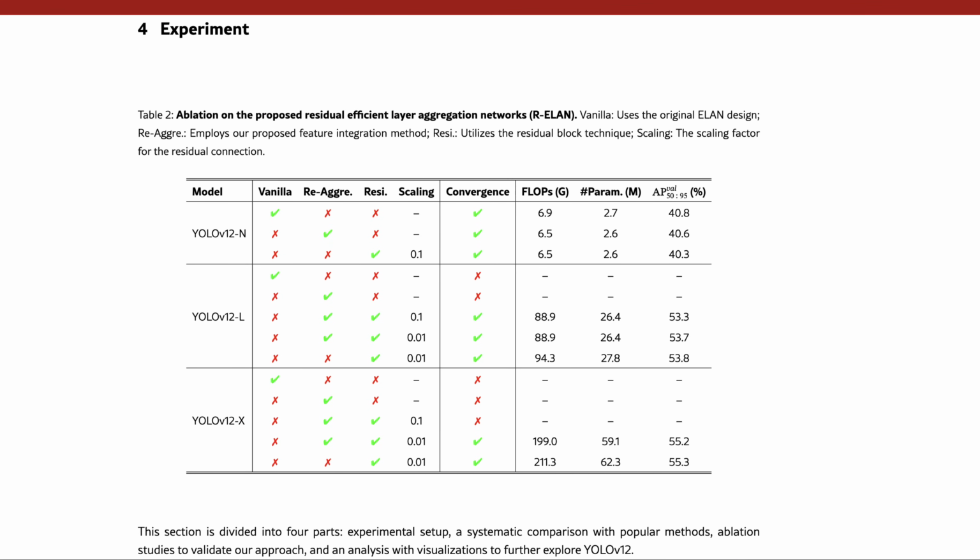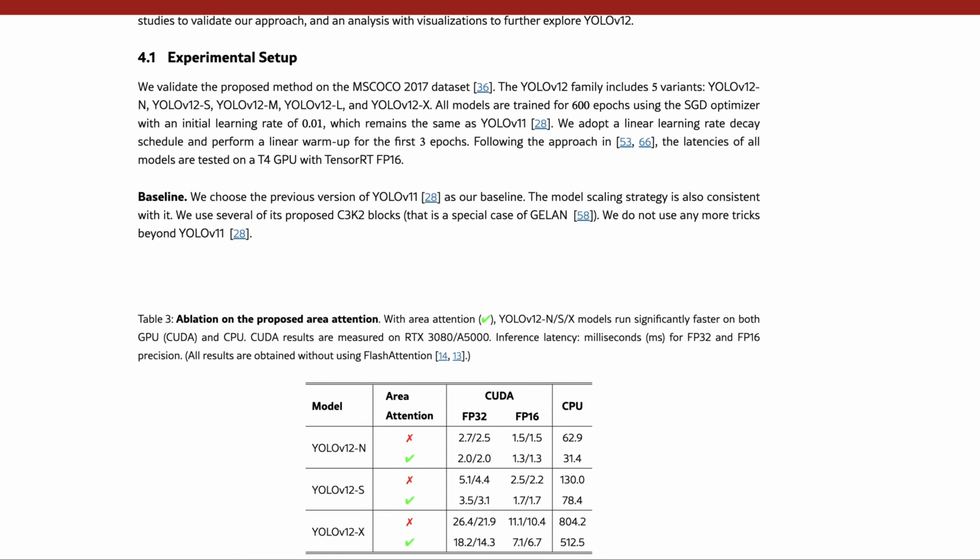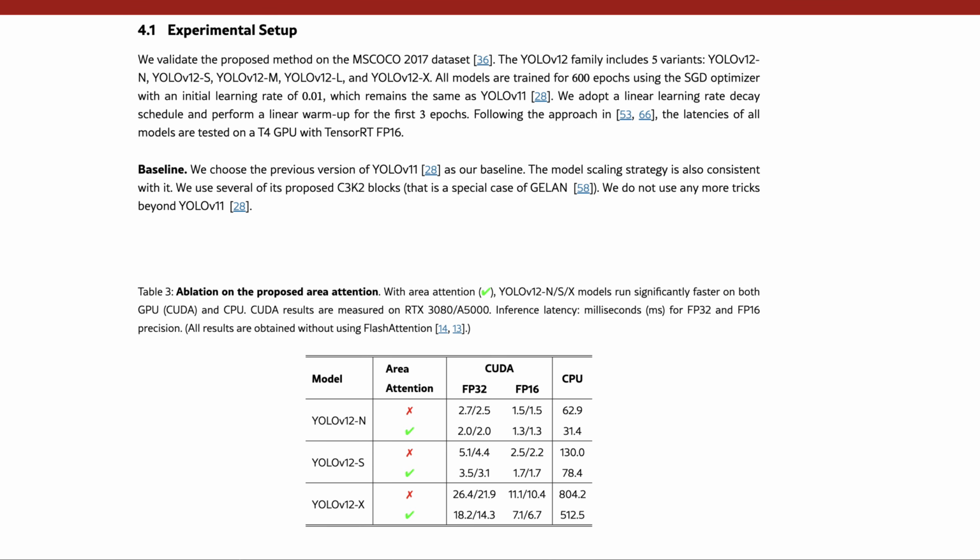The authors conducted a number of experiments and ablation studies to determine the optimal design choices for each model size. While we'll focus primarily on the nano model when exploring the code and visualizations later, we'll make sure to point out whenever the diagrams differ for the large or extra large variants. When it comes to the experimental setup, the main difference compared to YOLO11 is that YOLO12 required 600 epochs, double the typical 300, to converge to an optimal solution on the COCO dataset.